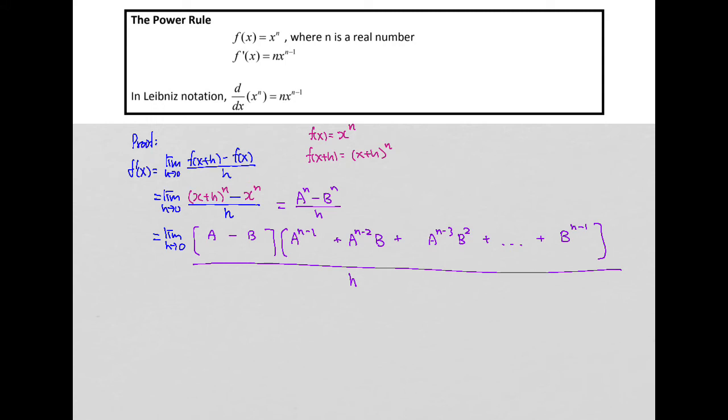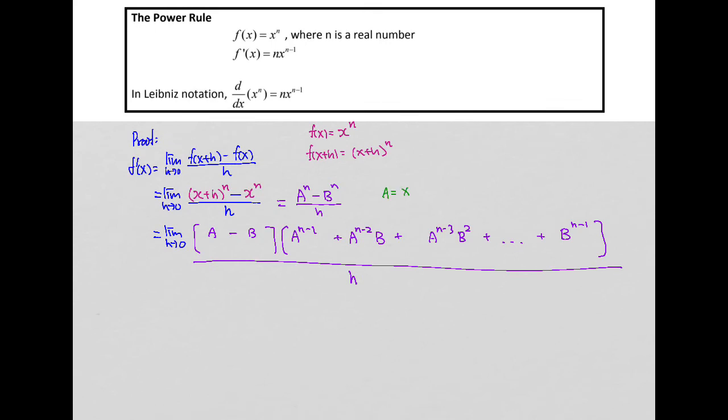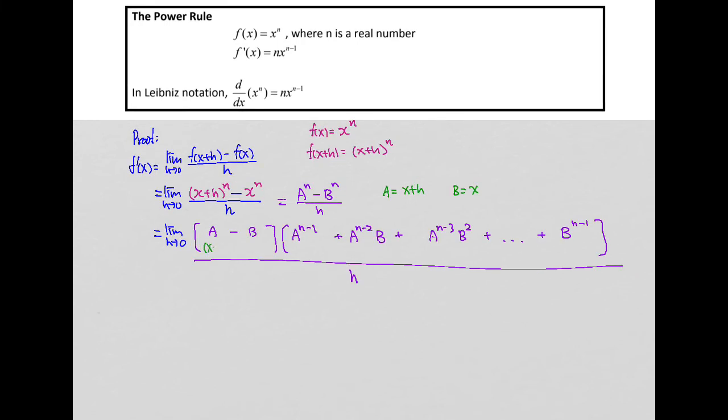And as you can see here, your a is x + h, and your b is x. So that's (x + h − x)((x + h)ⁿ⁻¹ + (x + h)ⁿ⁻² times x + (x + h)ⁿ⁻³ x² + and so on, + xⁿ⁻¹).